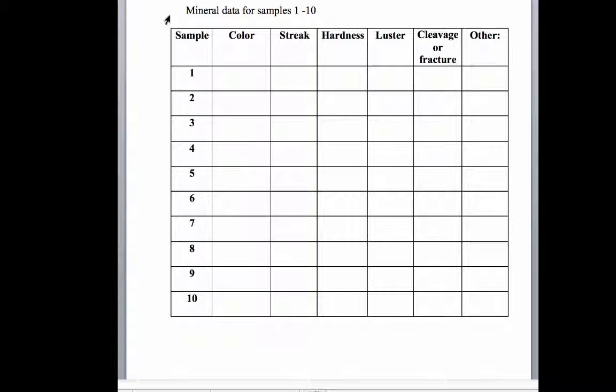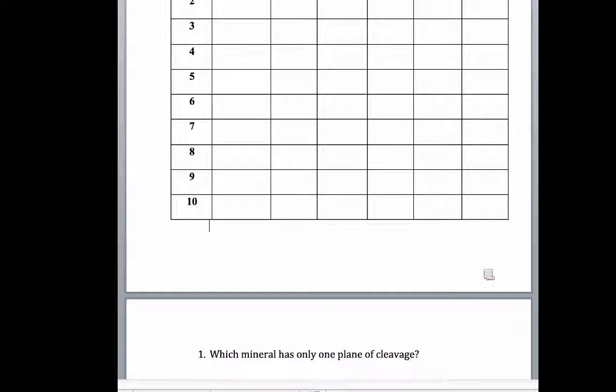After you have this data table copied in your lab notebook, before we watch the video of how to find these things, color, streak, hardness, luster, cleavage or fracture, and other, we're actually going to do in class next time I see you together. This is going to be the acid tests that we talked about with the hydrochloric acid plus some magnetism things.